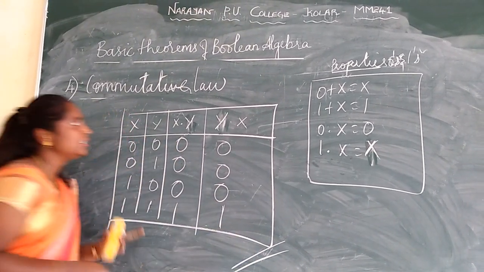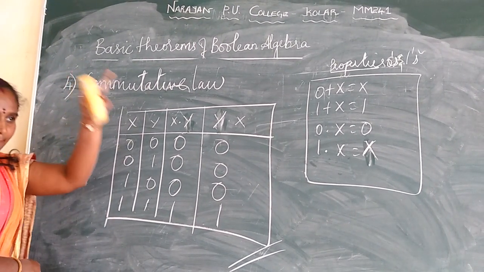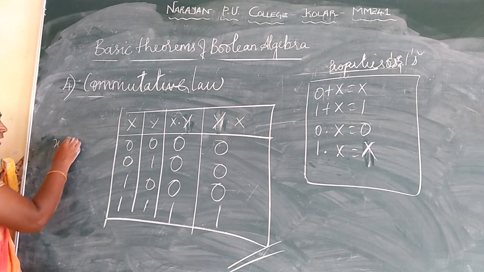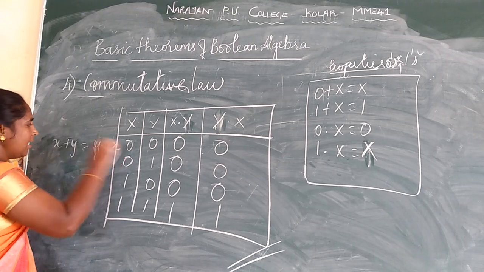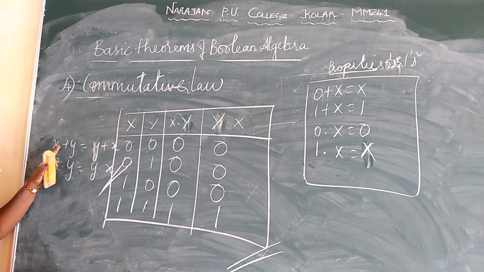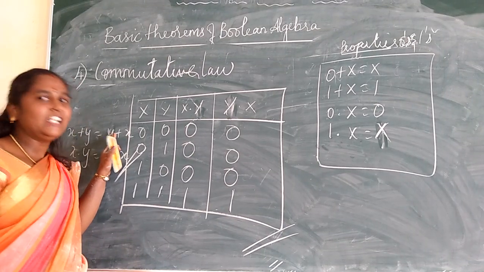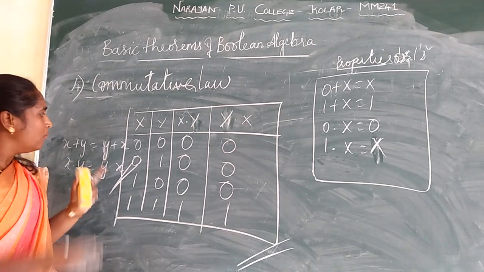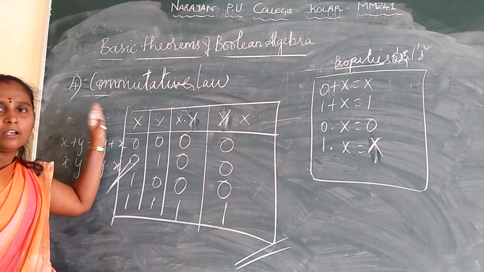So, the commutative law tells us x plus y is equal to y plus x. X into y is equal to y into x. For both, x plus y is equal to y plus x, and x into y is equal to y into x. We have solved by substituting all the possible values of zeros and ones in your OR operation as well as your AND operation. In both conditions, your LHS is equal to your RHS. So this is about your commutative law.